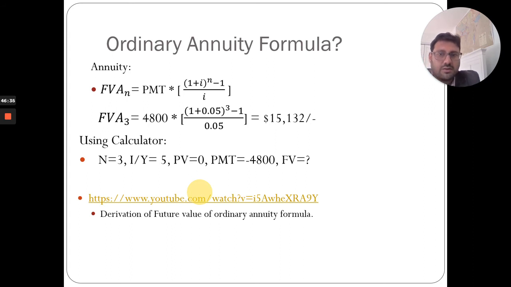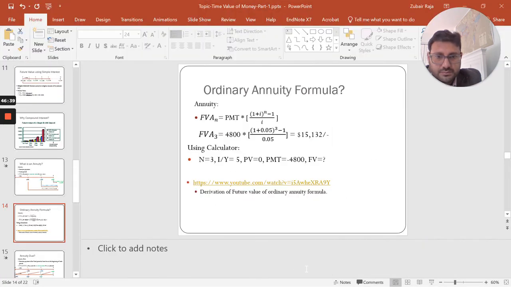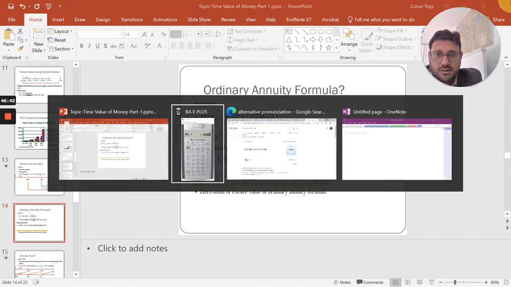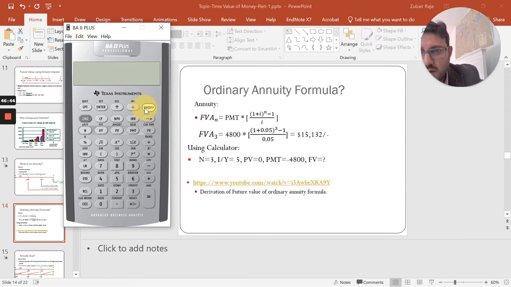Now, in the case of the calculator, I'm going back to the calculator. Let me check. Yes, so I'm turning it off and on again. And what is n over here? We know that it is 3 time periods. First of all, because the annuity is an ordinary annuity where the payments happen at the end of the period, always check the payment mode over here.